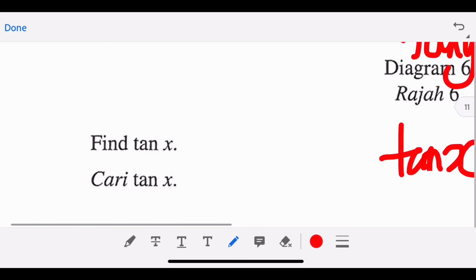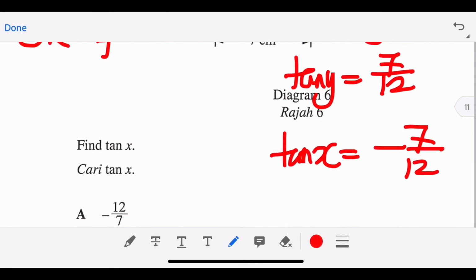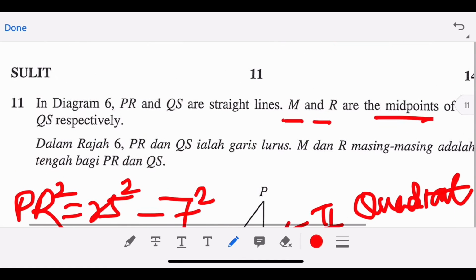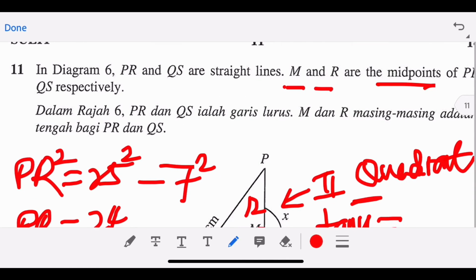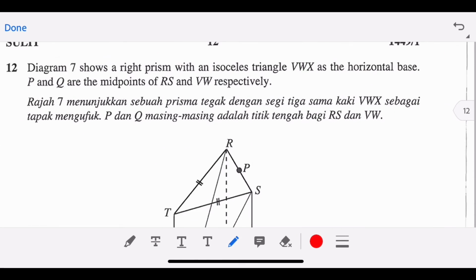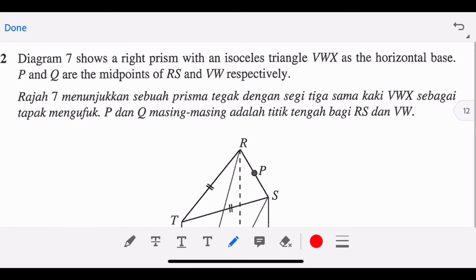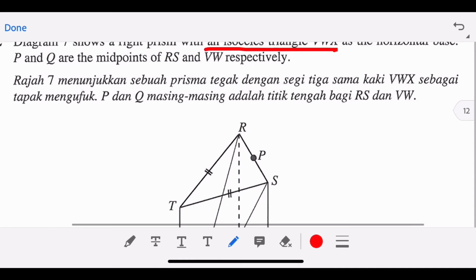Remember, All Sine Tangent Cosine, meaning that sine in the second quadrant is positive. The rest will be negative. That means tangent and cosine will be negative in the second quadrant. Alright? So now we go to question number 12.